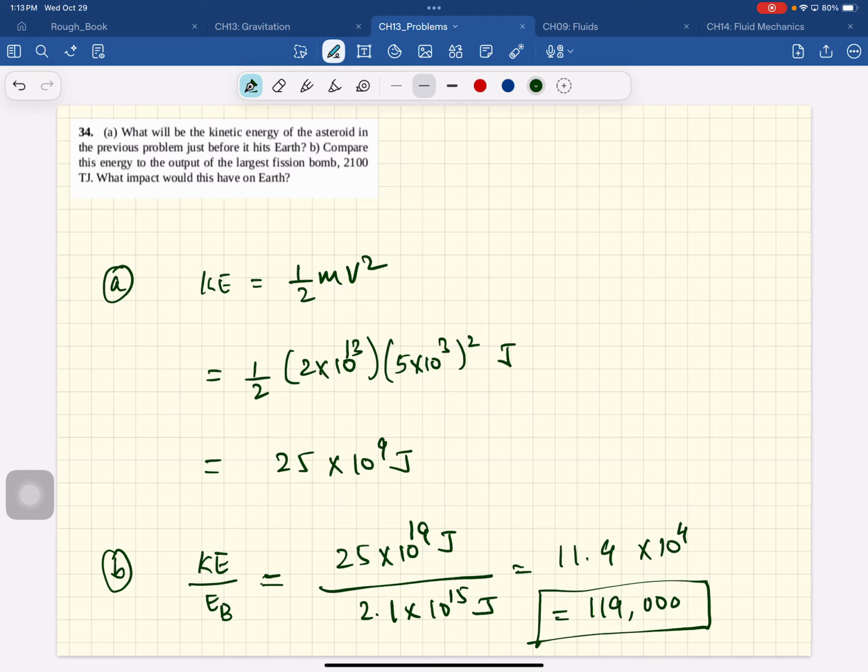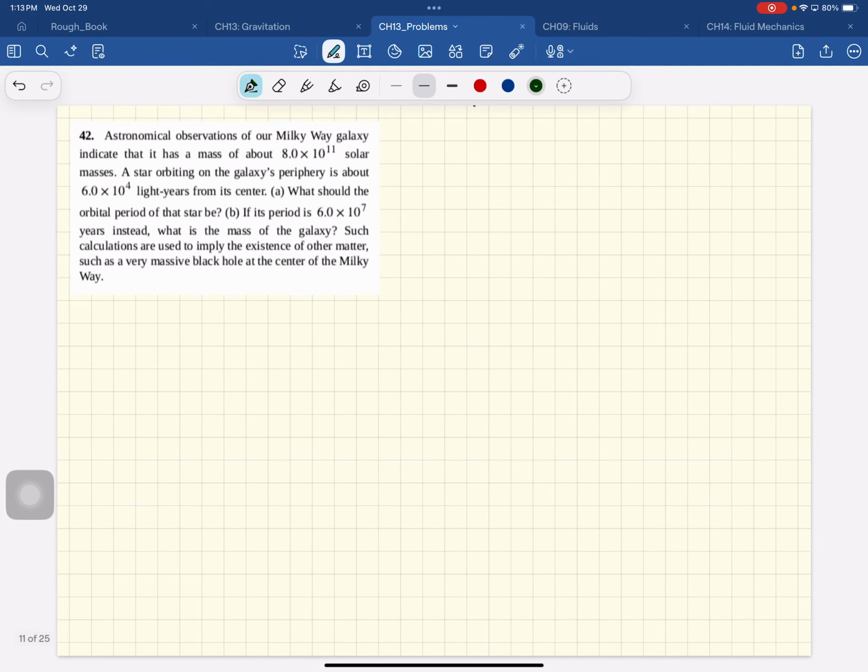120,000 bombs. That's good enough to wipe out the dinosaurs. Okay. So that's probably, I don't know if the entire world's arsenal is anywhere close to that, but if we exploded all the atom bombs at the same time, we could.